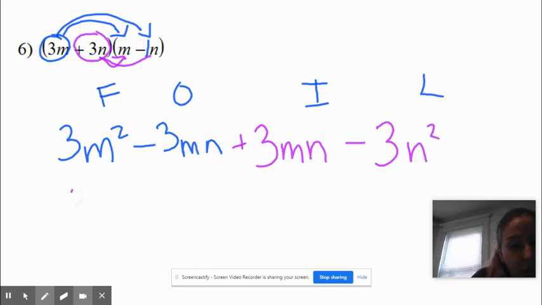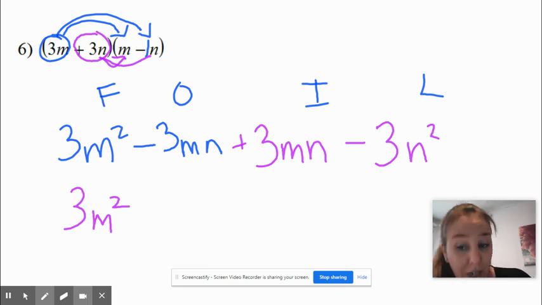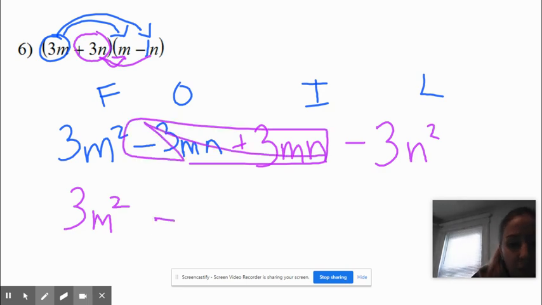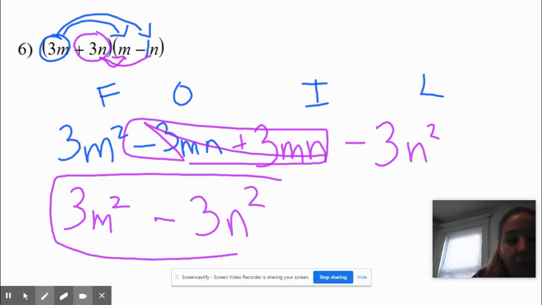Just like always, we will be combining our like terms in the middle, but something cool happens here. -3 plus 3. You owe me $3. You have 3 in your pocket. You pay me. Now you have nothing left. You don't owe anything. You have nothing. So these guys actually sort of cancel each other out and disappear. And the -3n squared comes down. And it's a beautiful thing.